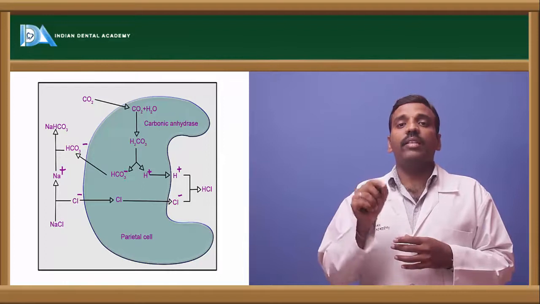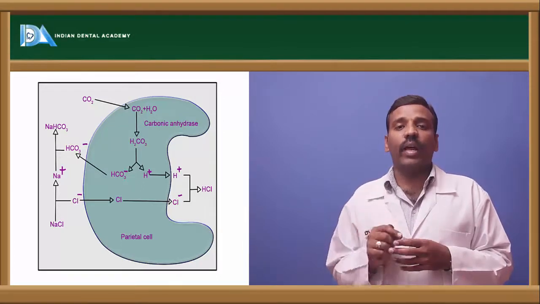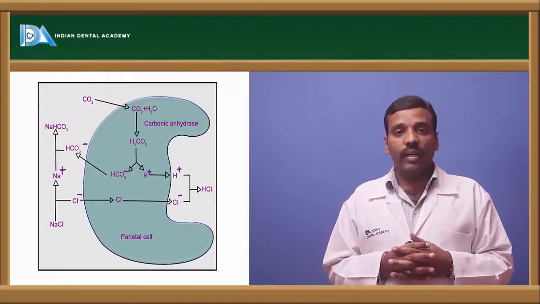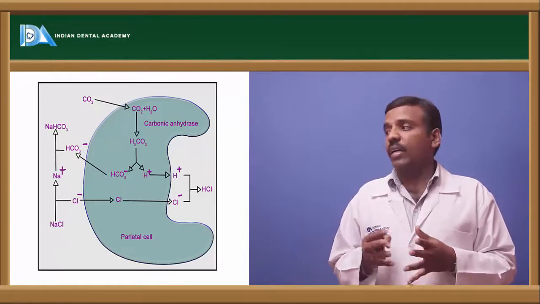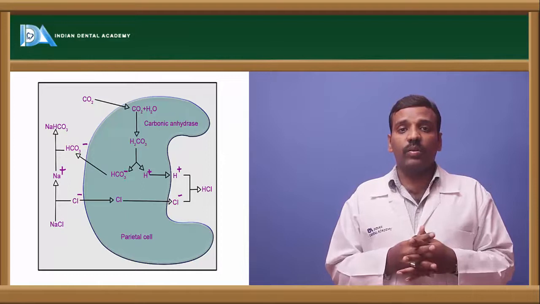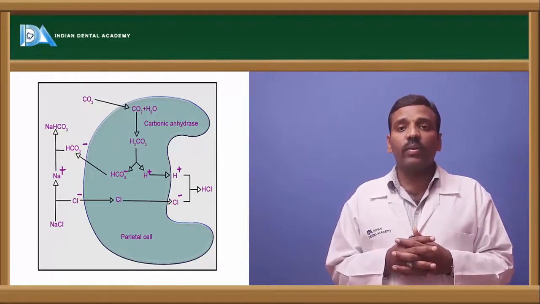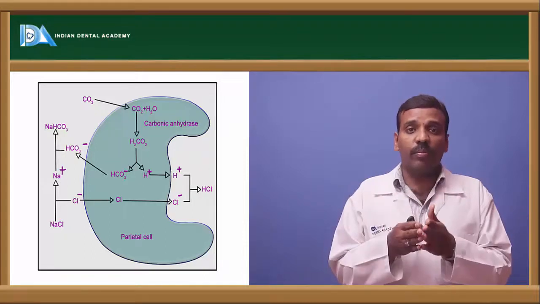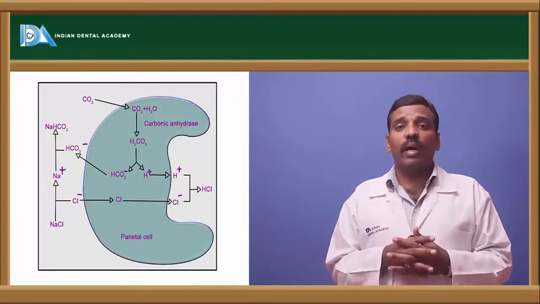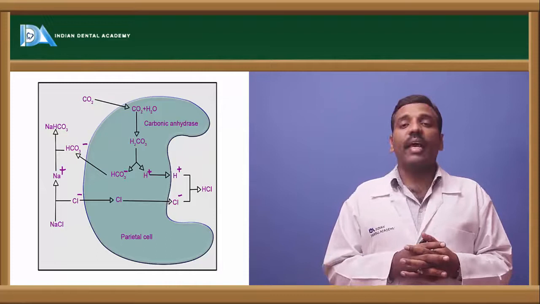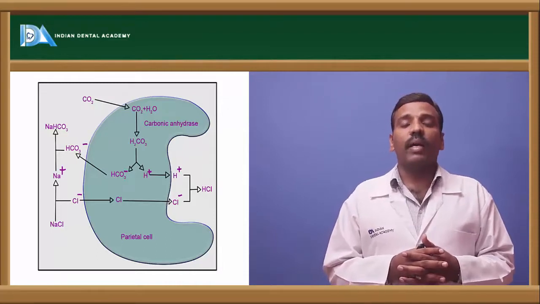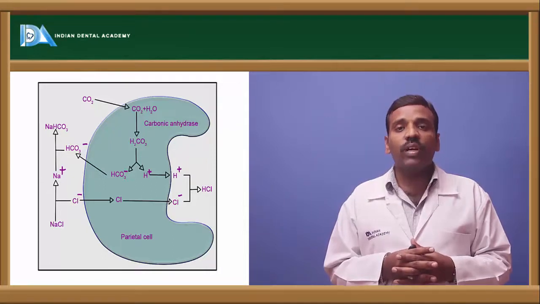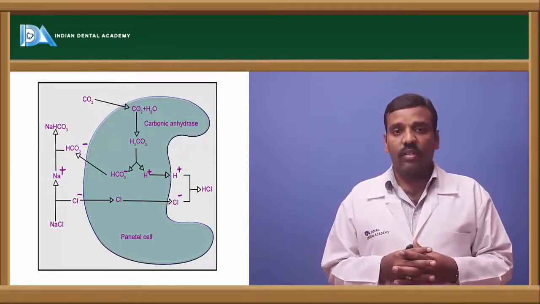This H plus ion and the chloride ion combine and make HCl, a concentrated acid. And the sodium which is divided from the chloride, that sodium and the HCO3 minus, these two combine and form NaHCO3, sodium bicarbonate. This is the secretion of the hydrochloric acid.